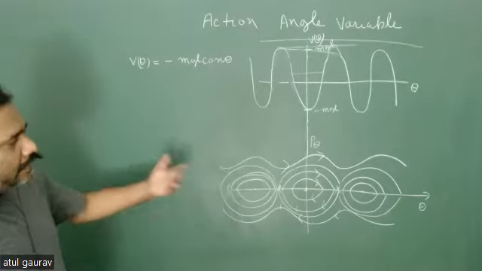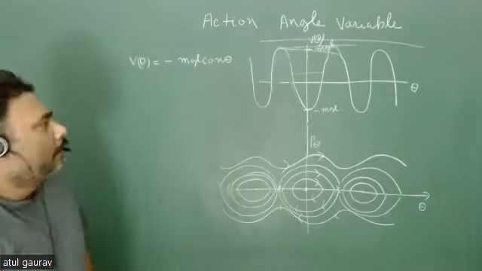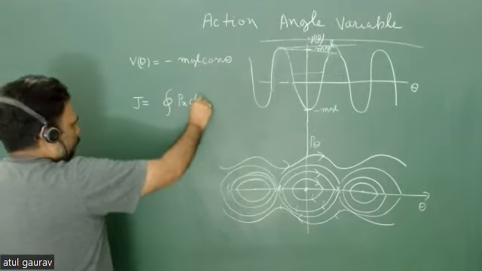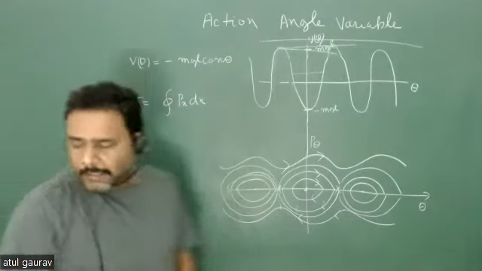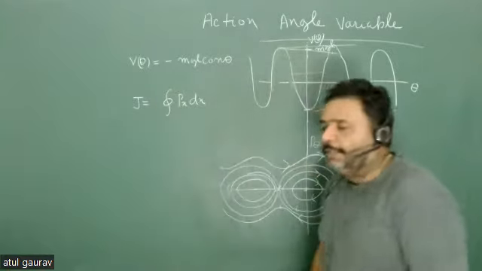Now, the action angle variable will tell you all about the area under the phase curve, and that area under the phase curve is identified by J, which is defined as the integral of p_x dx. Please keep yourselves muted, there is some noise. Don't unmute unnecessarily. This action variable J is defined as ∮p_x dx, and we are talking about the complete period of time.